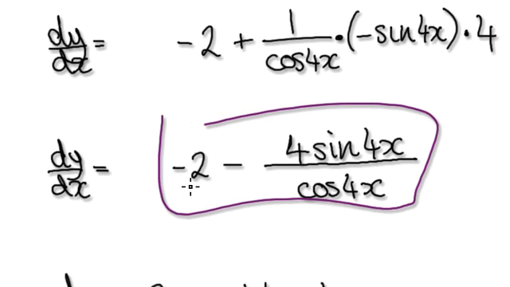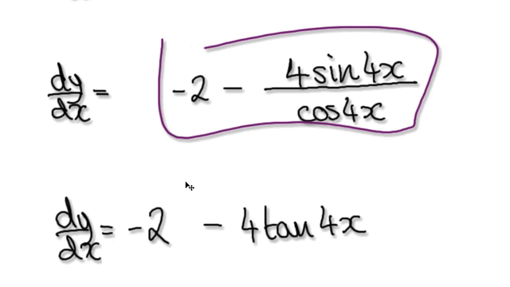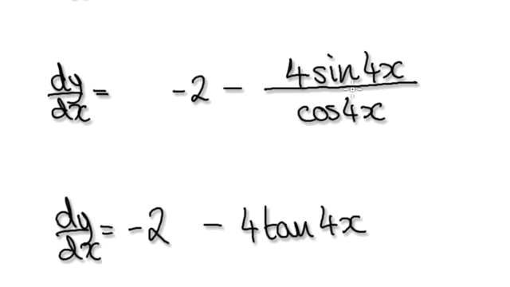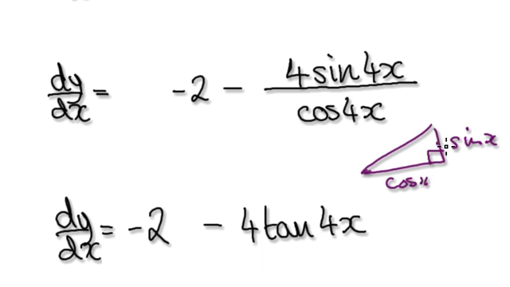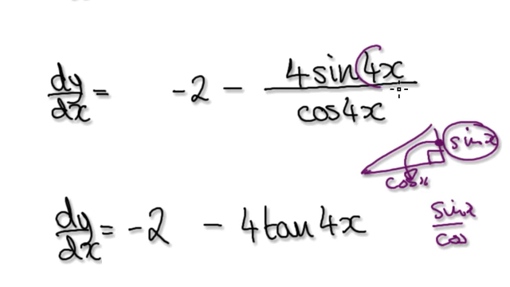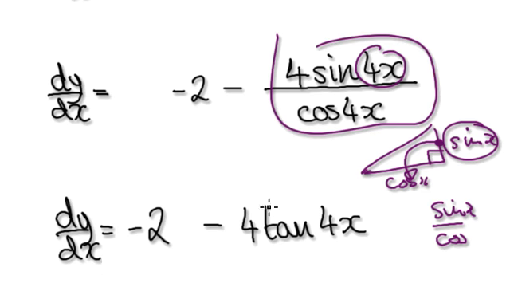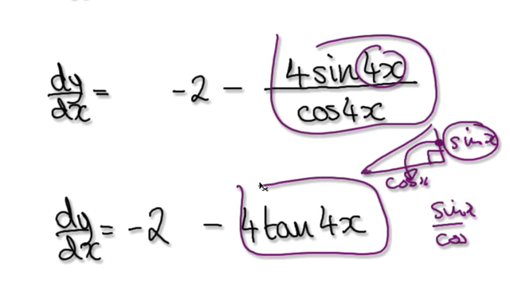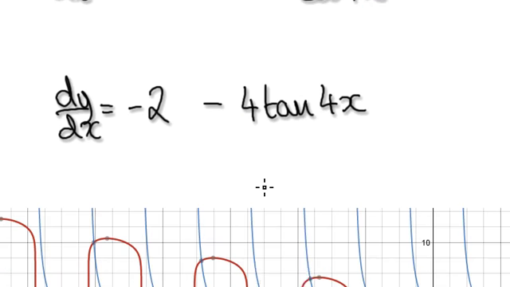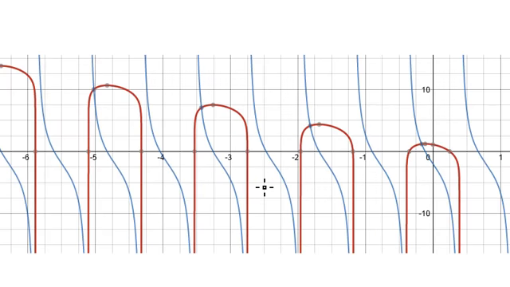And then get a graph plotter, and then tidy this. Remember that sine of x over cos of x, remember tan is this thing here. Tan is sine x over cos of x. So here, this whole thing becomes 4 tan 4x. Okay, so now get yourself a graph plotter, plot it here.